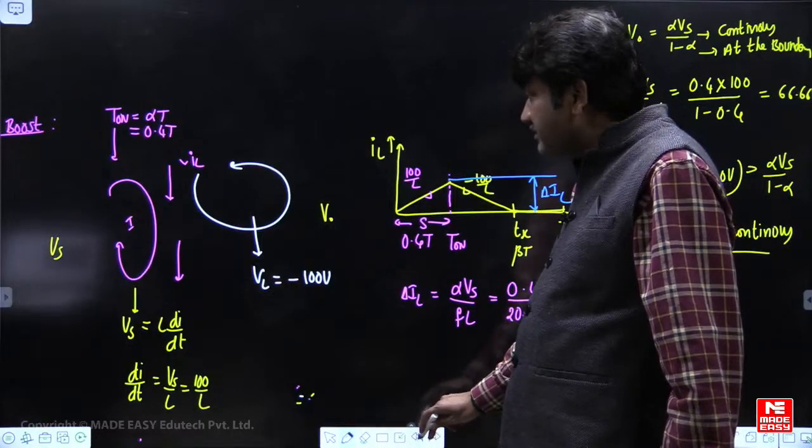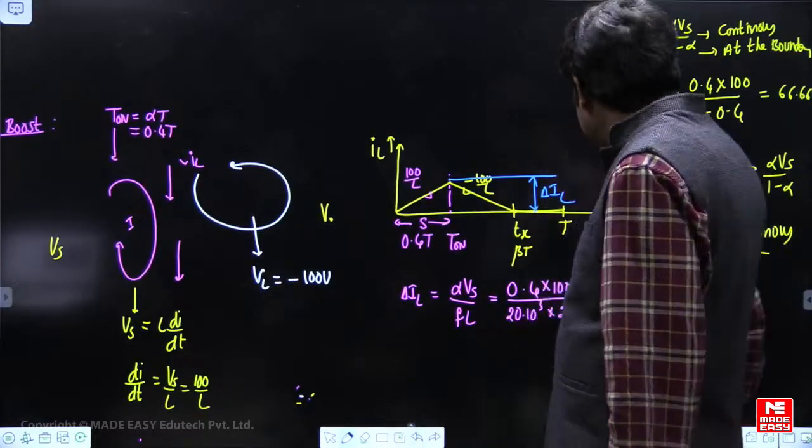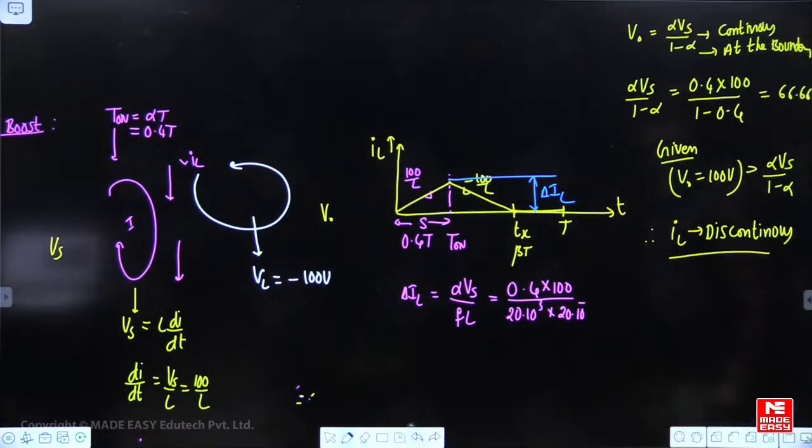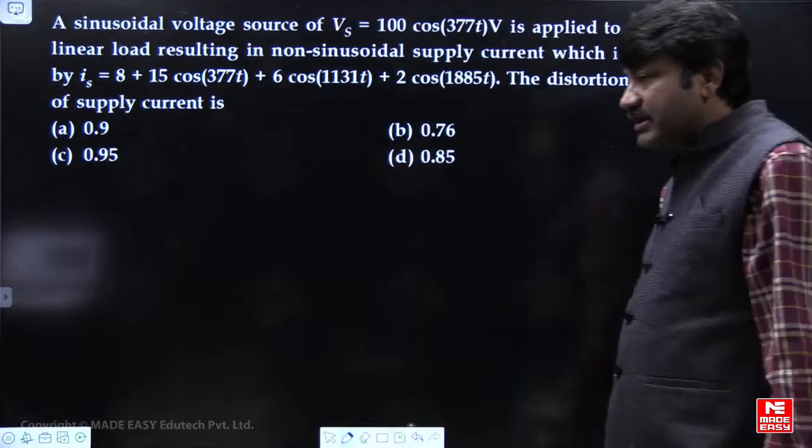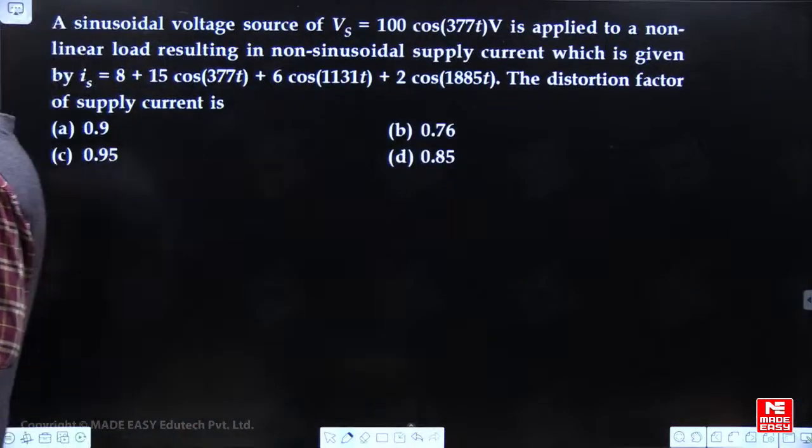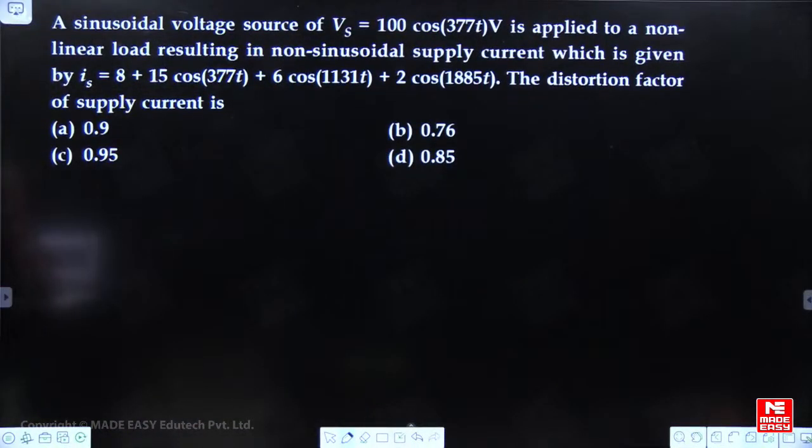Okay students, right students? Yes, try to find the next question. Go through the next one. Yeah, next question. Yes students, all of you try to solve the next question.